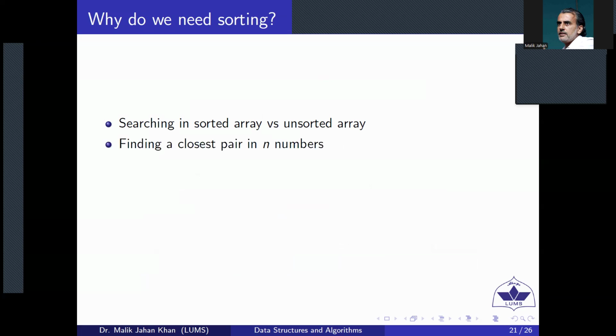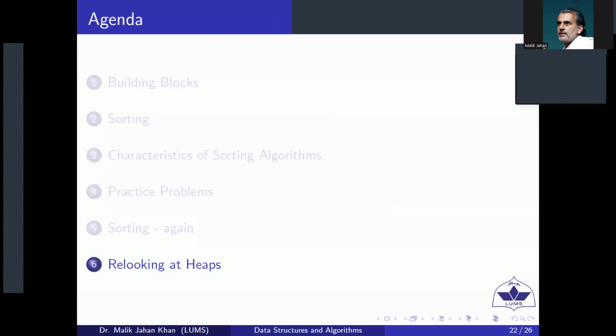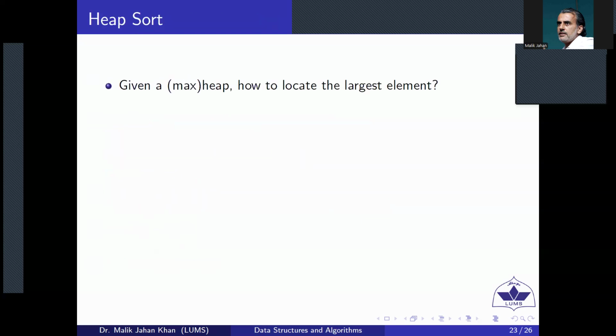We also figured out at the start of this lecture that finding a closest pair needs sorting. Finding duplicates in data can be done conveniently using sorting. If the array is sorted, we can compute the frequency distribution. We can find the kth largest element in the data, and many more applications. The last topic of today's discussion is that we are going to leverage another data structure which we have recently studied, called heap. Using heap, we'll be building a sorting strategy called heap sort.